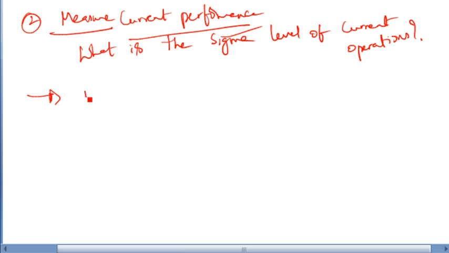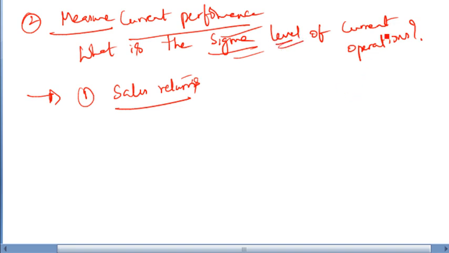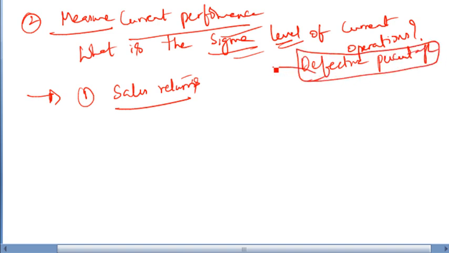So what are the issues that they are facing? First one, sales returns. Now the biggest question that you may ask is, how can we find what sigma level the current operations are at? If you watch my video where I've explained the concept of Six Sigma, I was talking about something called defective percentage.